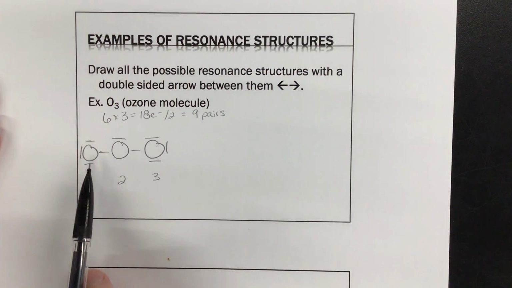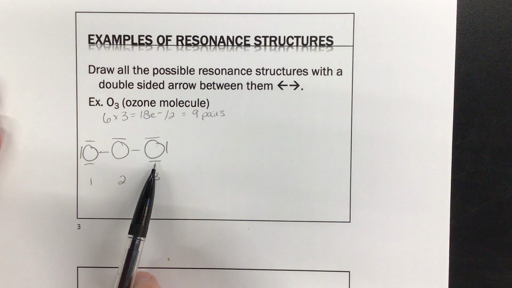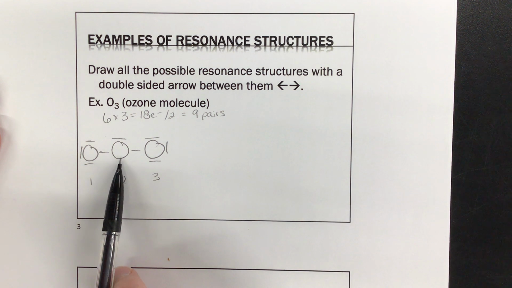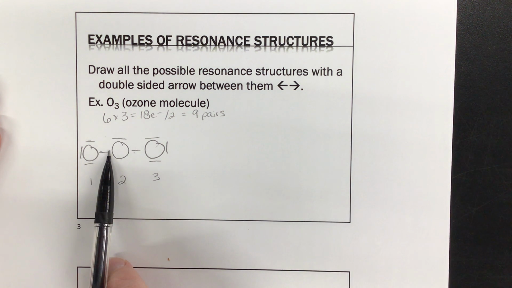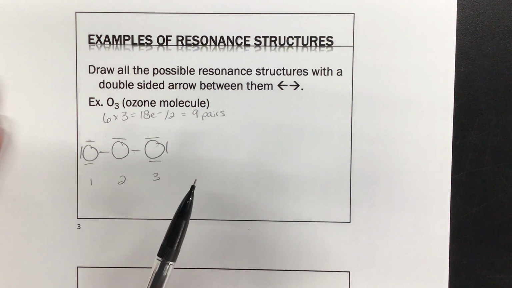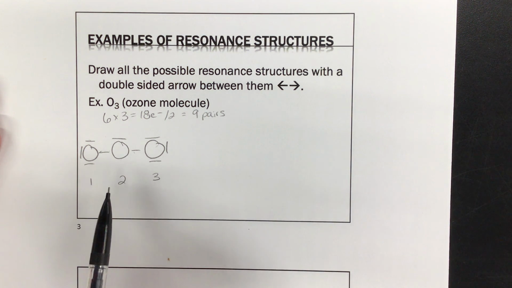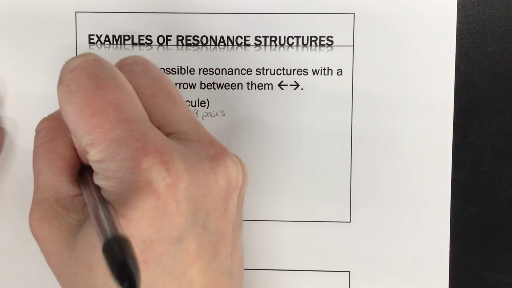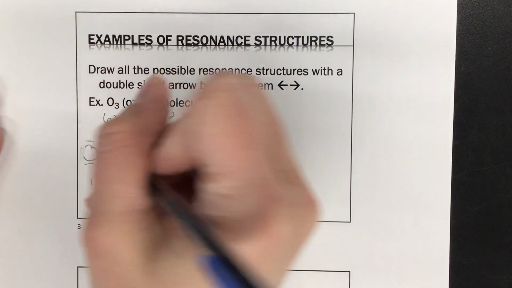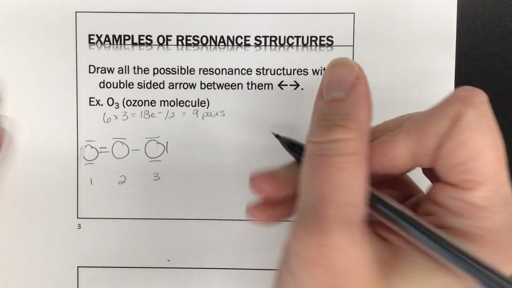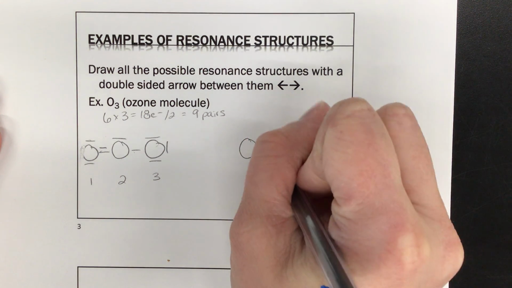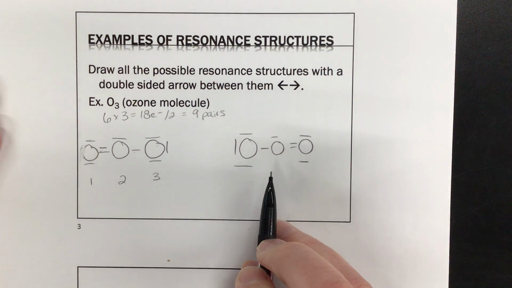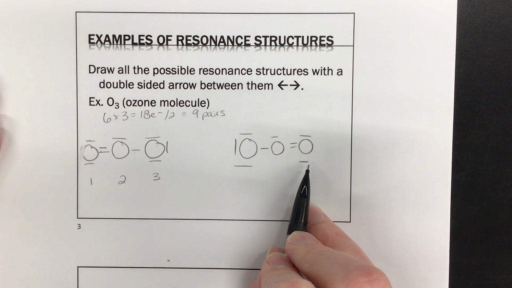Now, oxygen number 1 is okay. Oxygen number 3 is okay because remember we need 4 pairs to get our 8 electrons. The oxygen in the middle has only 3, so we need to get a pair of electrons. Now, we only need 1 pair of electrons, but does it matter which oxygen we take them from? Technically, yes it does. So we're going to draw one structure where the double bond is between oxygen 1 and oxygen 2. We're going to draw it again where the double bond is between oxygen 2 and oxygen 3.